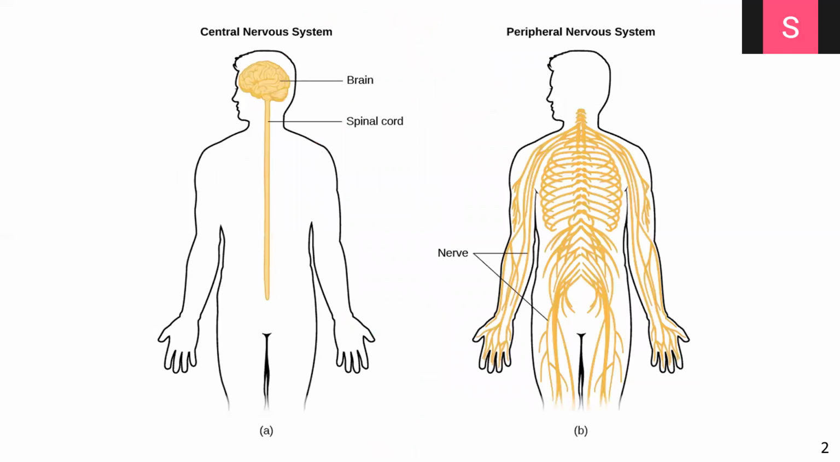The nervous system is your body's information processing and communication system. It receives messages, processes information, and then sends signals to the rest of your body telling it what to do. The nervous system has 2 distinct parts: the central nervous system and the peripheral nervous system. And the nervous system is involved in everything you think, say, and do.